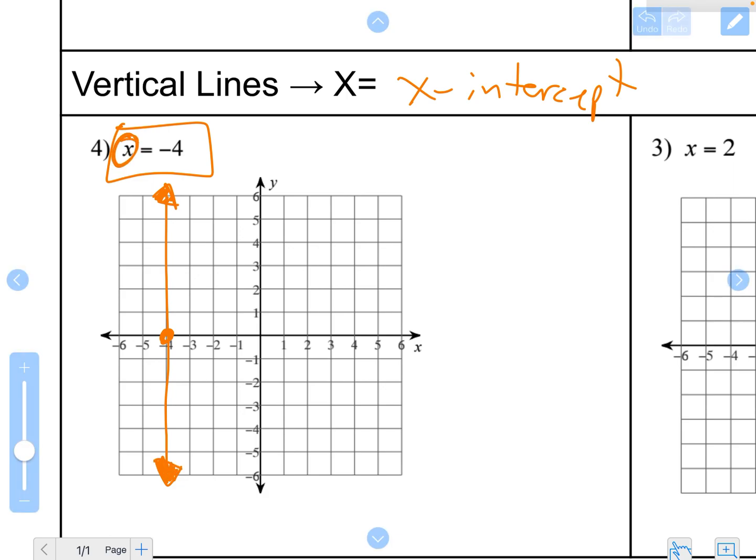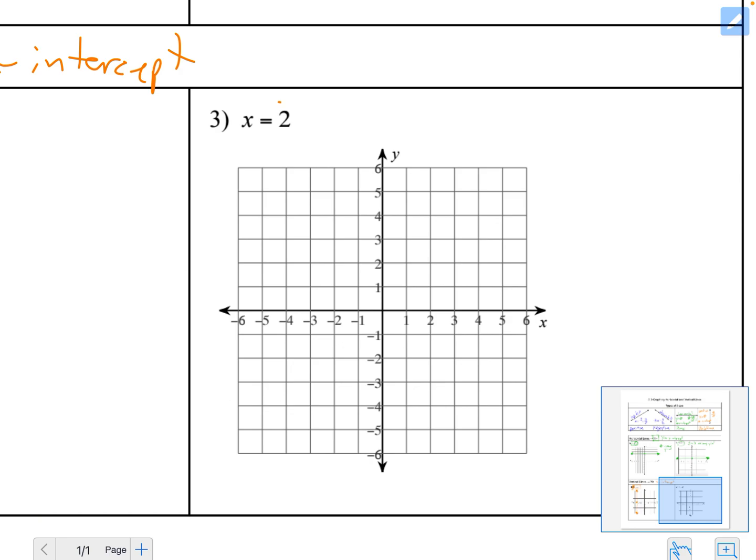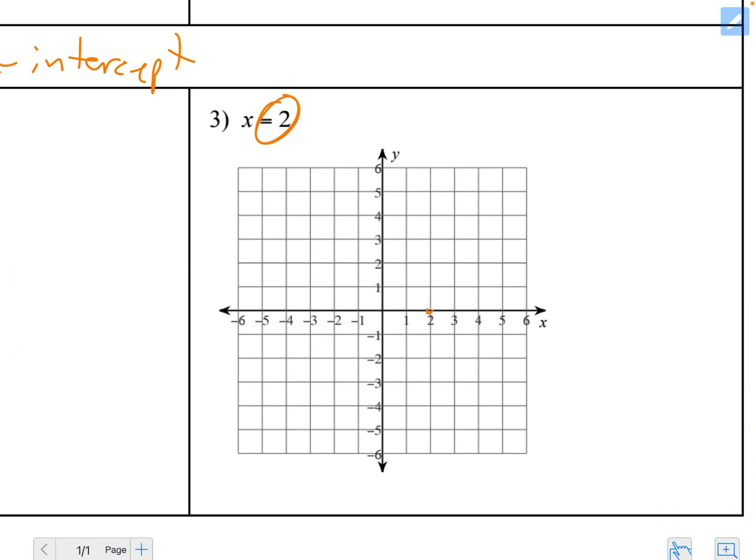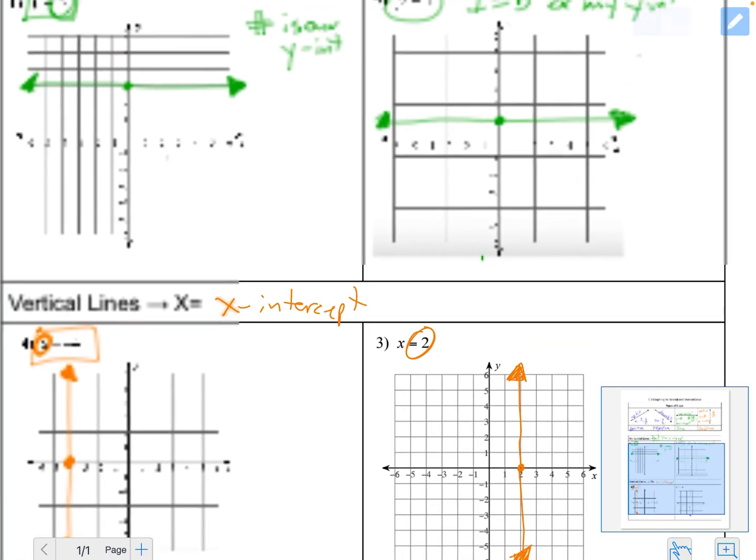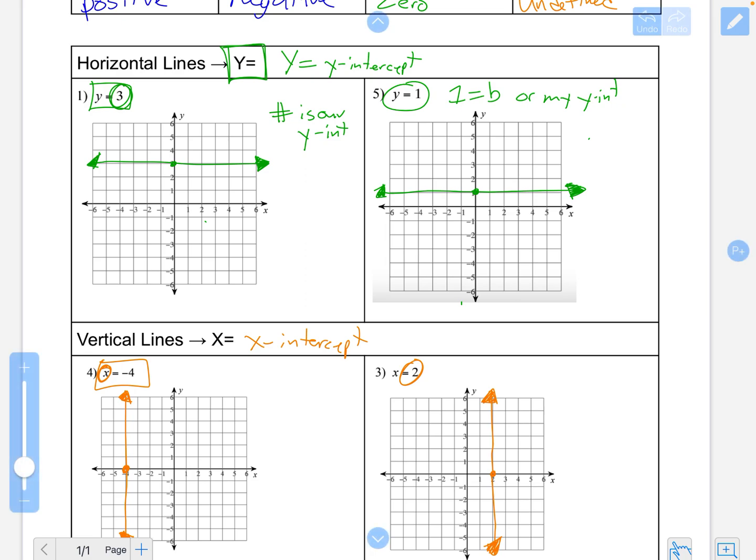So the first thing that I see is x equals. I know it's going to be a vertical line. I know it's going to go up and down. So if x equals 2, I'm going to find 2 on my x-axis. Because it's x equals and not y equals, it's going to go straight up and down because our slope is undefined. And those are the basics of graphing our horizontal and vertical lines.